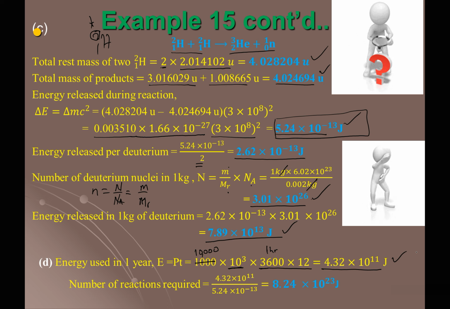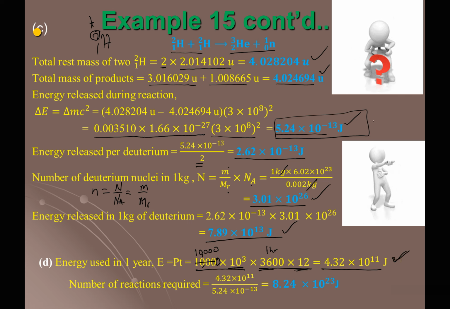So I have 10,000 exponent 3 times 3,600 times 12. Yeah, I think this is correct. It is just a typing error. So there's a 0 which is missing there. 10,000 times 10 to the power of 3. This is watts. Then hour, because it was watt hour. Then times 12 because this was from 10,000 kilowatt hour per month. But then there are 12 months in 1 year. So that is the total amount of energy required.